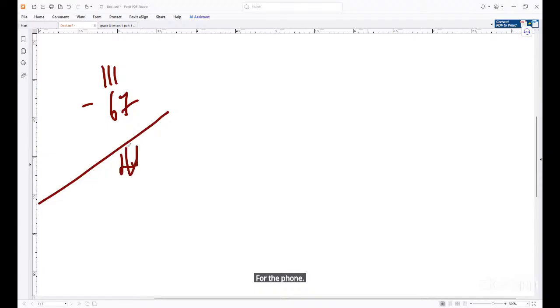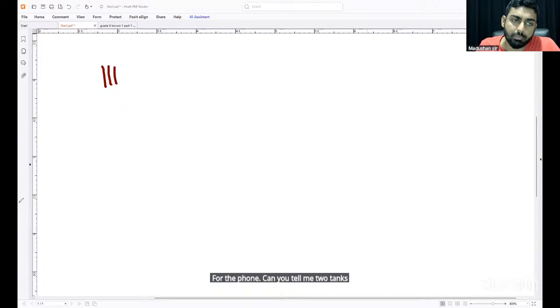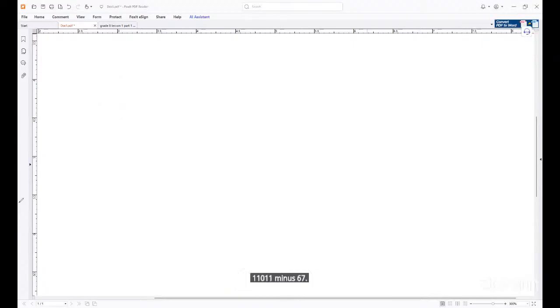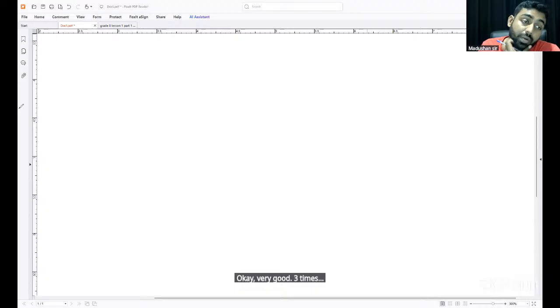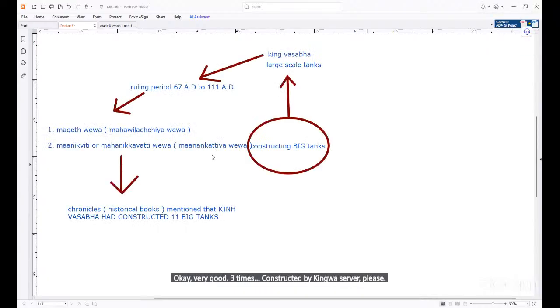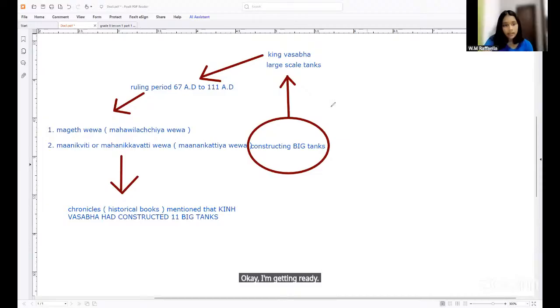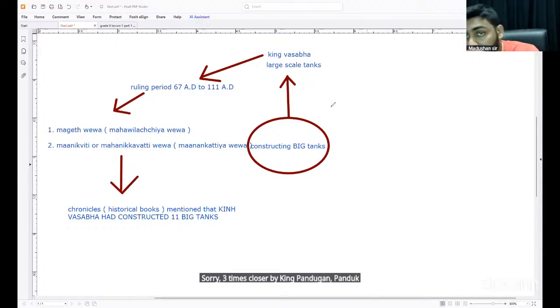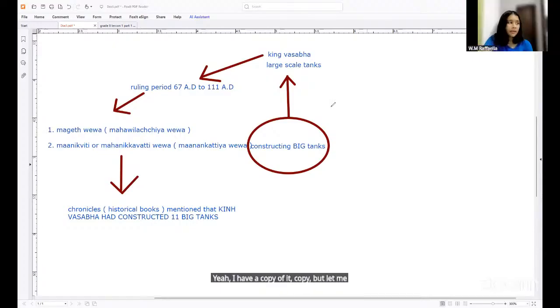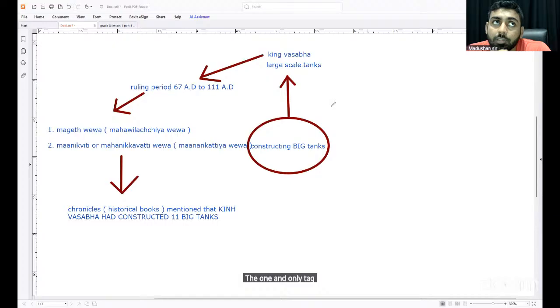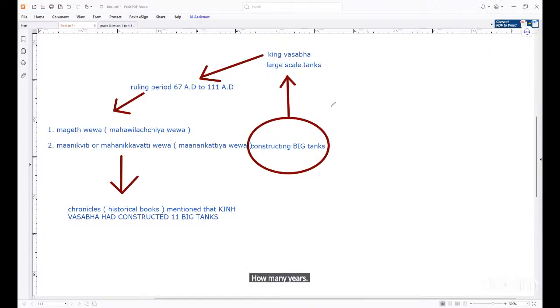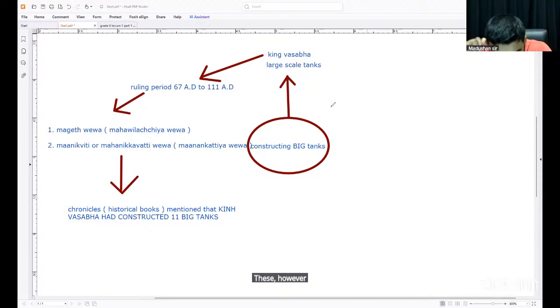Can you tell me two tanks constructed by King Vasabha? Magit Weber, Manik Weber. Okay, very good. Three tanks constructed by King Pandukabhaya: Abhayawapi, Jayawapi. The one and only tank we studied about King Devanampiyatissa is Tissa Weber in Anuradhapura.